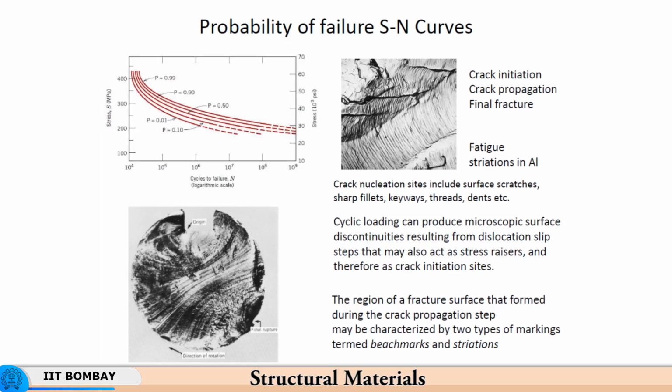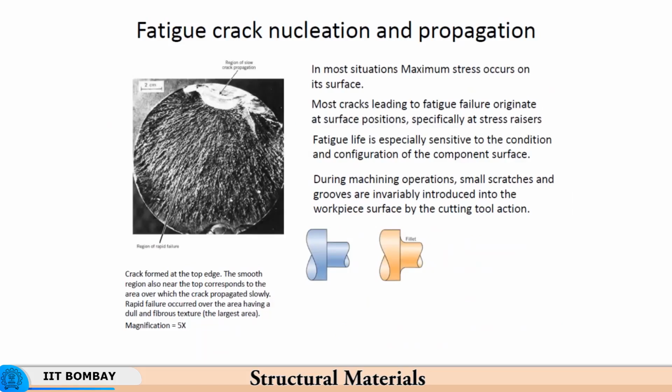The region of a fracture surface that formed during the crack propagation step may be characterized by two types of markings termed beach marks and striations. So striations and beach marks are slightly different in nature. So let us see what the differences are.